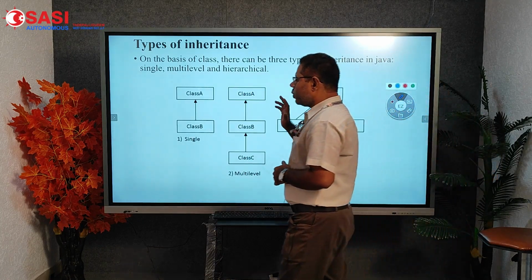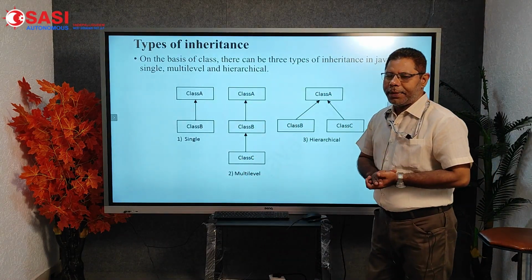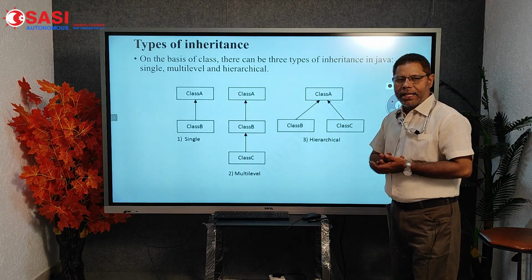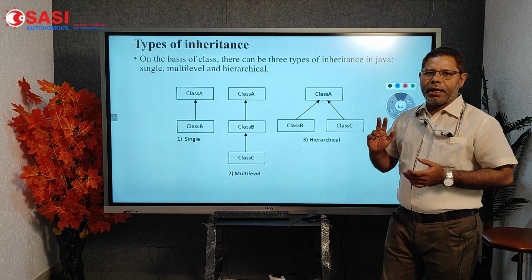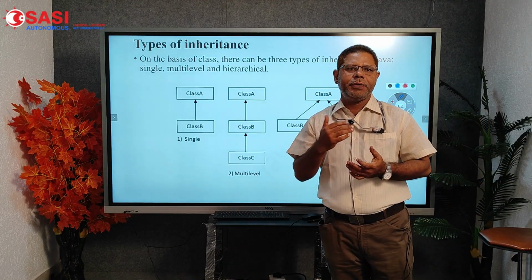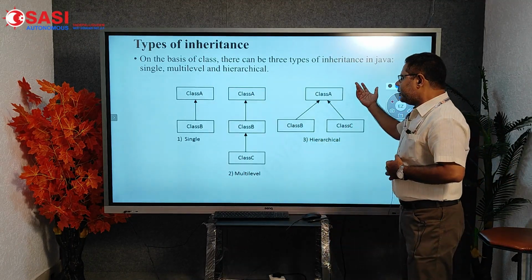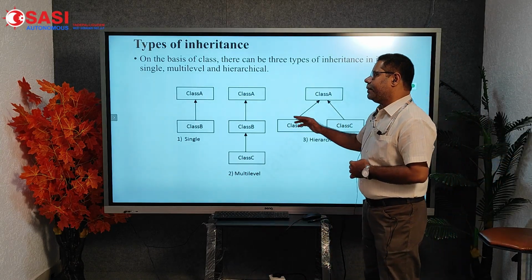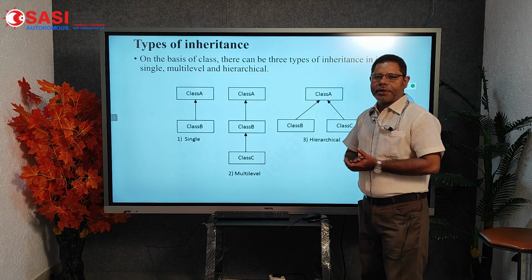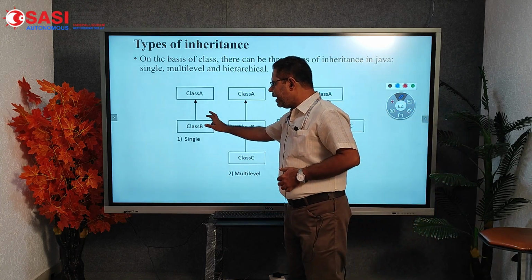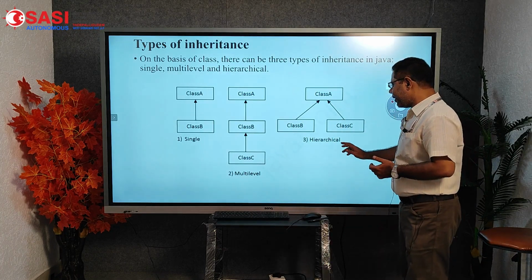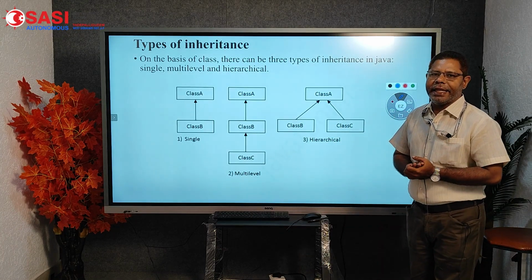We have a total of 5 types of inheritance, but in Java we have 3 inheritances: single, multilevel and hierarchical. The remaining 2 inheritances are achieved based on the interface concepts. So today we will see the first 3 types of inheritance. One is single inheritance, the second is multilevel inheritance, and the third is hierarchical inheritance.